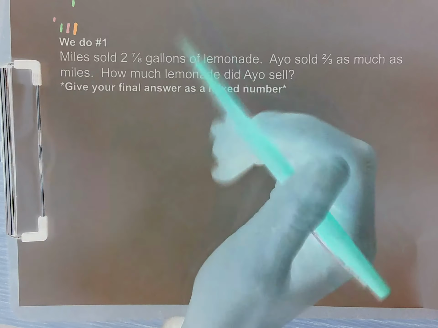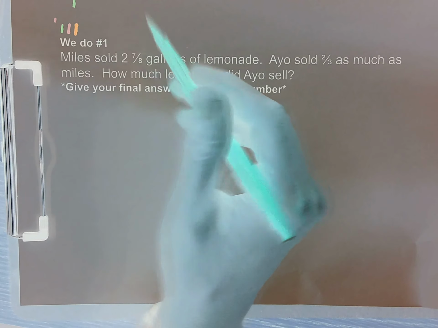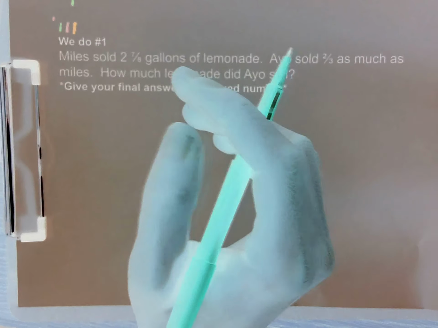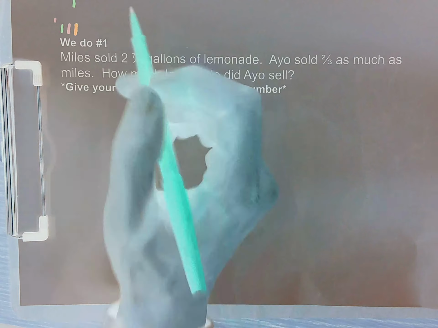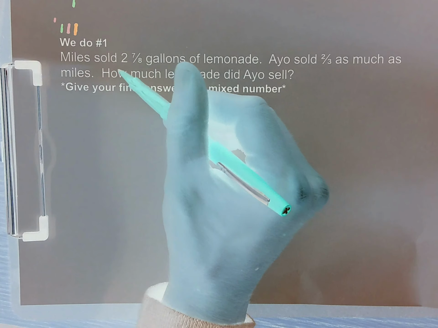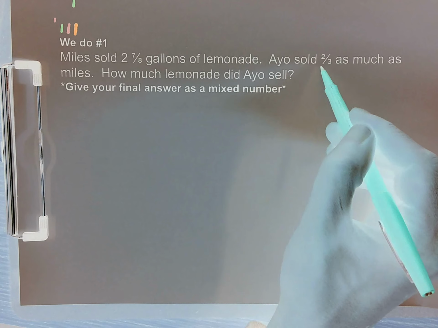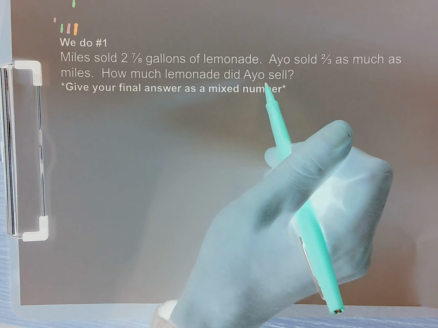Except today one of these fractions is going to be a mixed number. So we're going to have to do some converting between mixed numbers and improper fractions as well. We do number one says that Miles sold 2 and 7/8 gallons of lemonade. Io sold 2/3 as much as Miles. How much lemonade did Io sell?